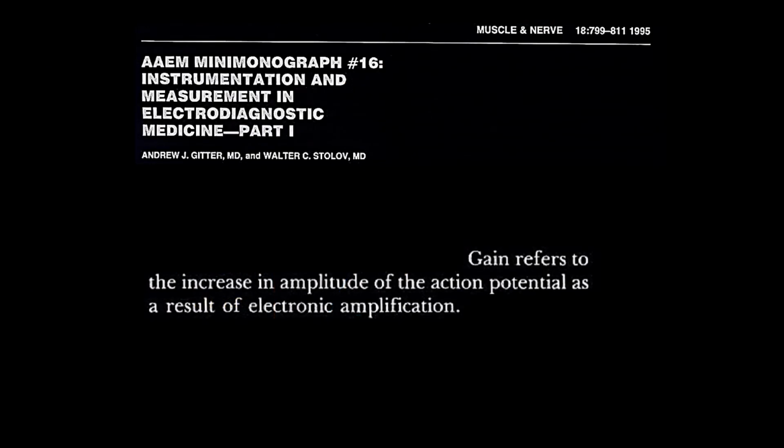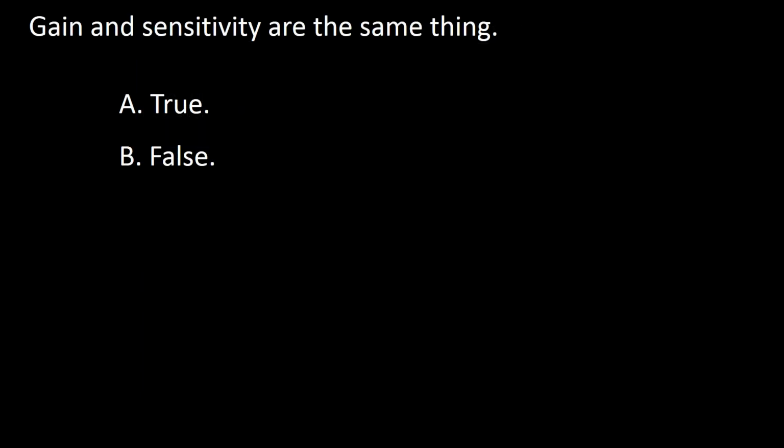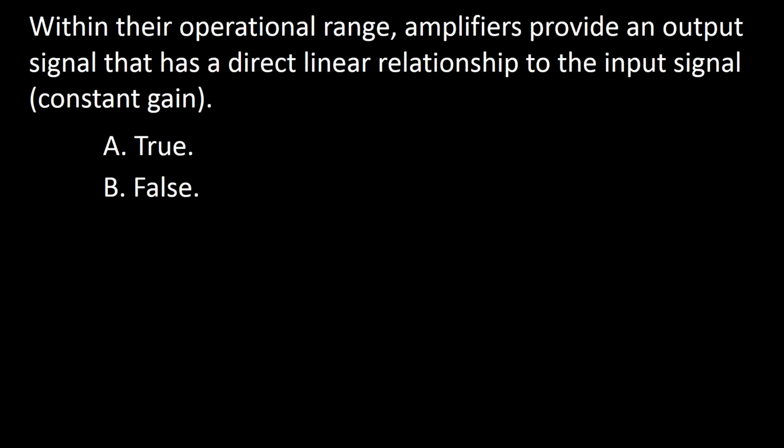Once again, I want to show you this definition. Gain refers to an increase in amplitude due to electronic amplification. Sensitivity refers to a display in resolution. Please take a few seconds to look at this definition and read it. So the answer to this question is B. Next question. Within their operational range, amplifiers provide an output signal that has a direct linear relation to the input signal. A true, B false.